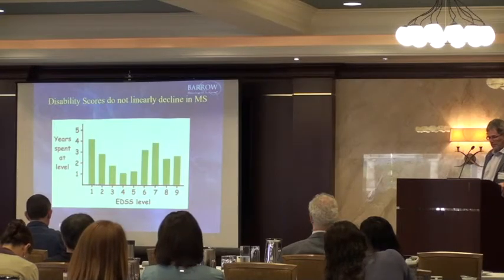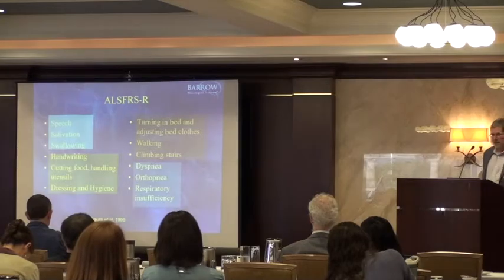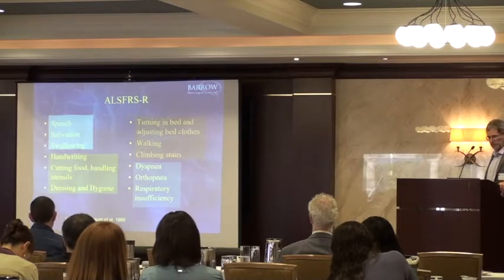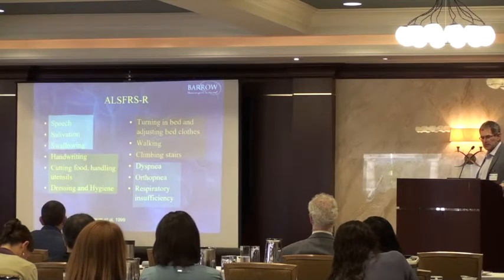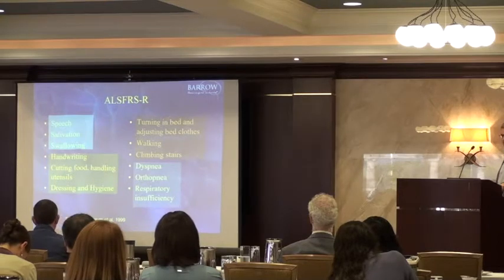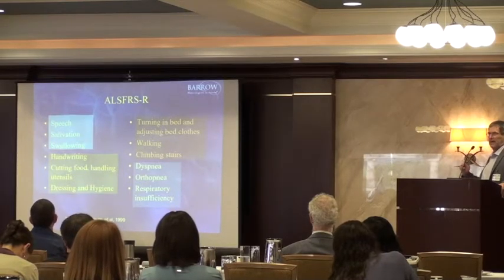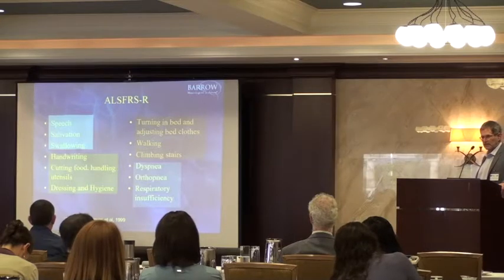is actually quite low. The ALS functional rating scale is a 12-item scale that is divided into 4 different aspects. There are three questions related to bulbar function, 3 attributes related to fine motor function, 3 related to gross motor function, and 3 related to breathing. So an attempt was made to span the entire range of disabilities that can occur in ALS.